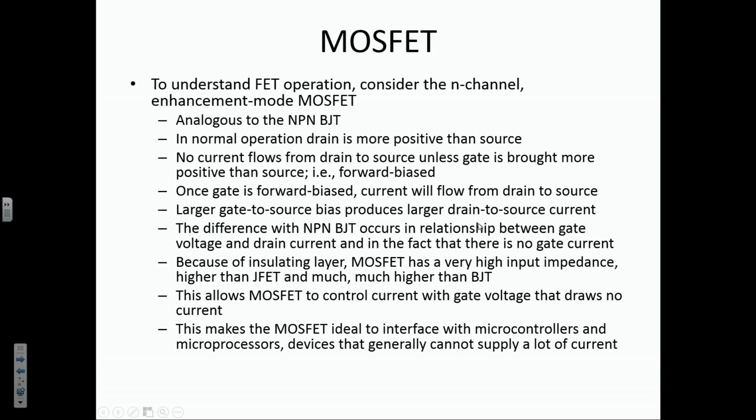Because of the insulating layer, the MOSFET has very high input impedance, higher than the JFET and much, much higher than the BJT. So if you're really desiring to have that extremely high impedance to do a great job of reproducing your input signal, then a MOSFET works very well. This allows the MOSFET to control current with gate voltage that draws no current. This makes the MOSFET ideal to interface with microcontrollers and microprocessors, devices that simply cannot supply a lot of current.